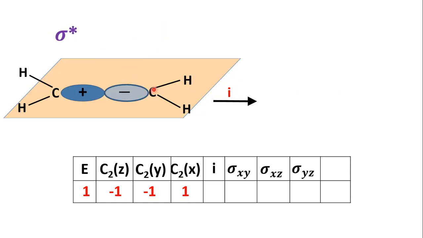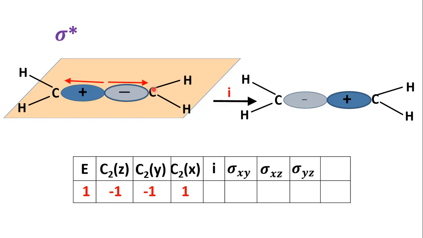When you do the inversion operation, from the center, if you draw a line, you see the negative lobe. If you draw a line of equal distance in the opposite direction, you get the positive lobe, and so the lobes are interchanged and the signs are reversed, and so you get -1.